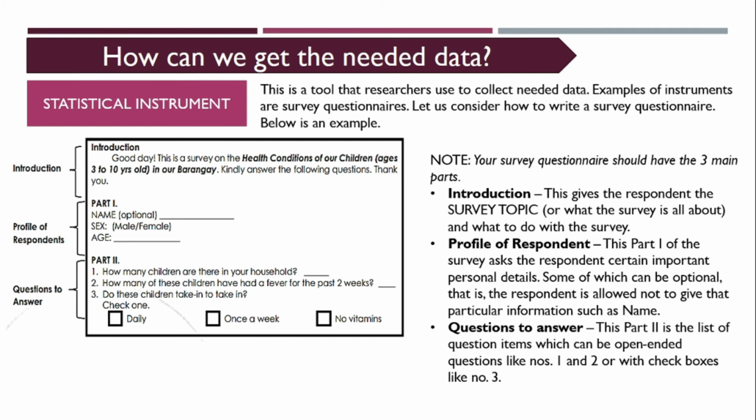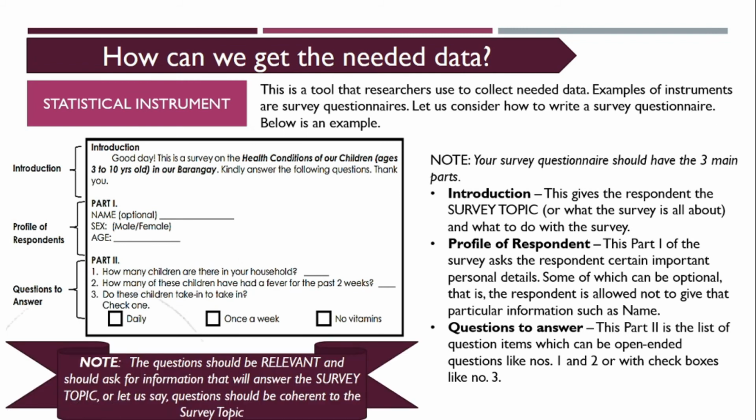And then for the last is the questions to answer. This part 2 is the list of the question items which can be open-ended. Kaya gagaya nung question nating 1 and 2. And then, it can be also check boxes like yung number 3 natin. Yung checkan lang nila. And then we have here important note na the questions should be relevant and should ask for information that will answer the survey topic, or let us say, questions should be coherent to the survey topic.